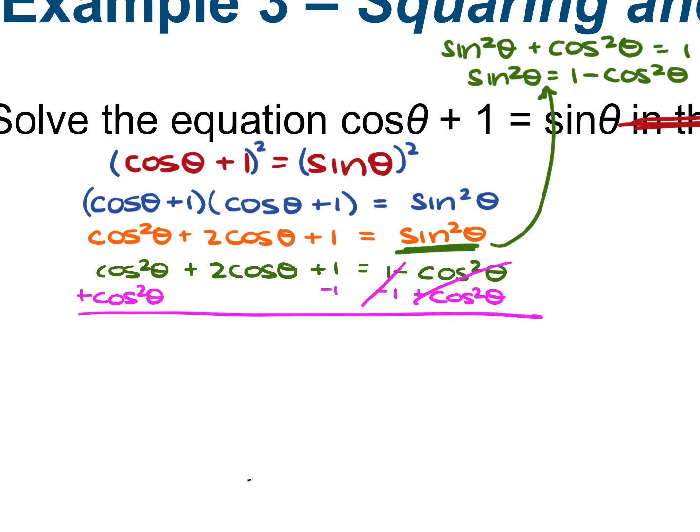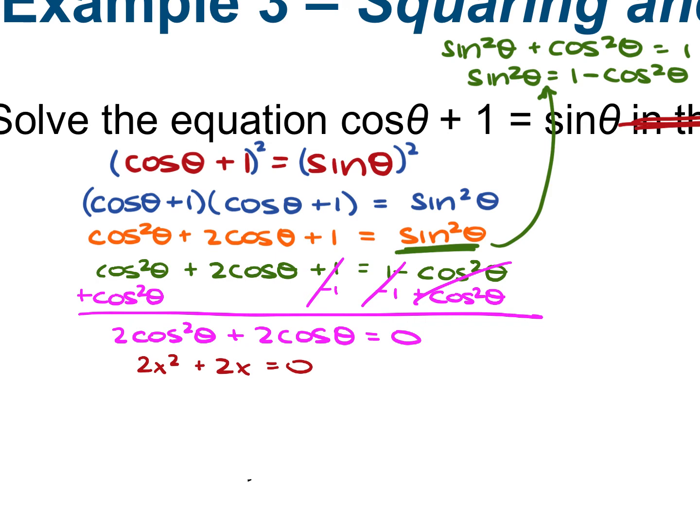These are going to cancel out. The 1 also cancels out. So we're left with 2 cosine squared theta plus 2 cosine theta is equal to 0. Remember, cosine is x. If cosine is x, you can rewrite this as 2x squared plus 2x is equal to 0. This makes things a lot easier to look at in order to factor.